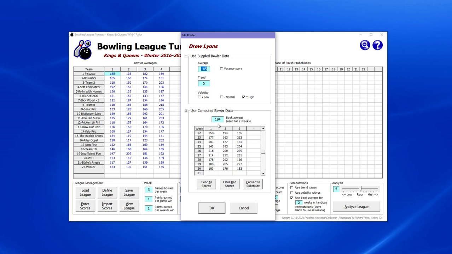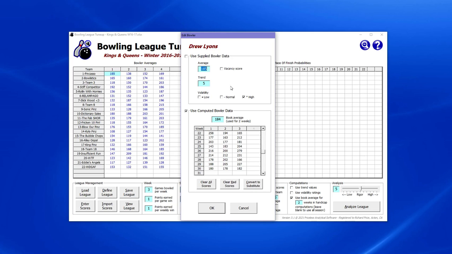We can also see that Drew had a book average of 184 and that the league used that book average to establish the bowler's handicap for the first 2 weeks of the league. And finally, we can see up here that all of these scores combine to give Drew a 185 average, a trend of +5, and high volatility.